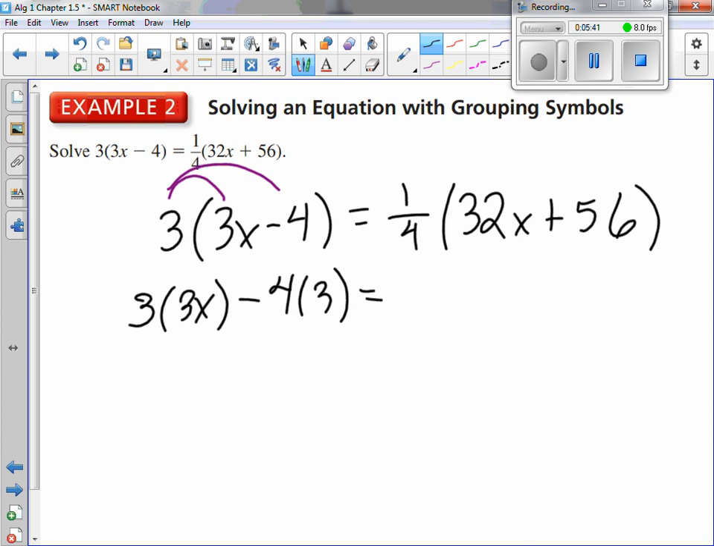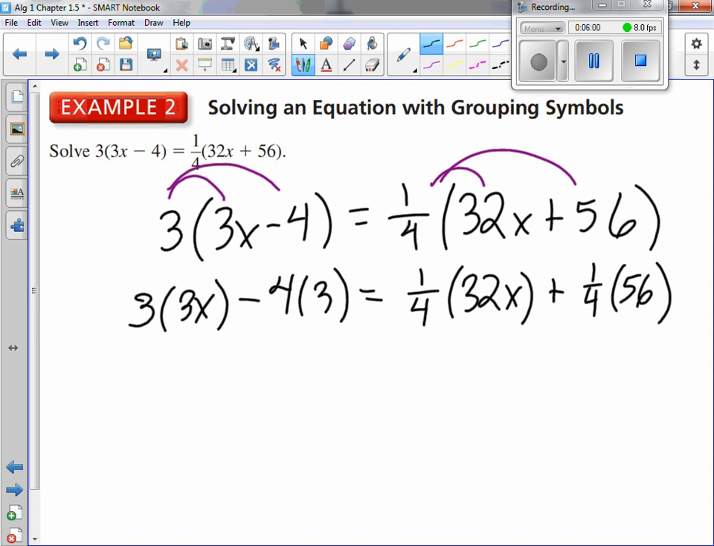Because again, we're using our distributive property. We're multiplying everything inside the parentheses by what's outside. We're going to do the same thing here. So we're going to have 1/4 times 32x plus 1/4 times 56. So 3 times 3x is what? 9x. 3 times 3 is 9, and then we have x. Negative 4 times 3 is negative 12.